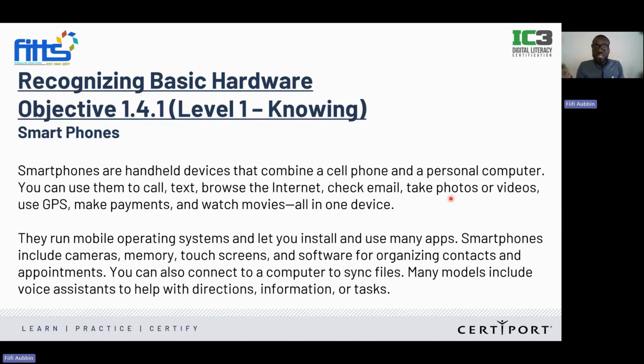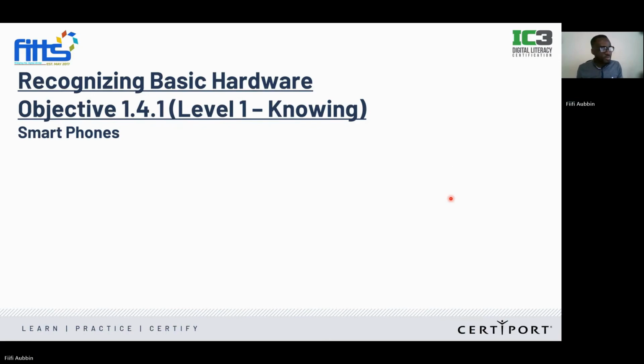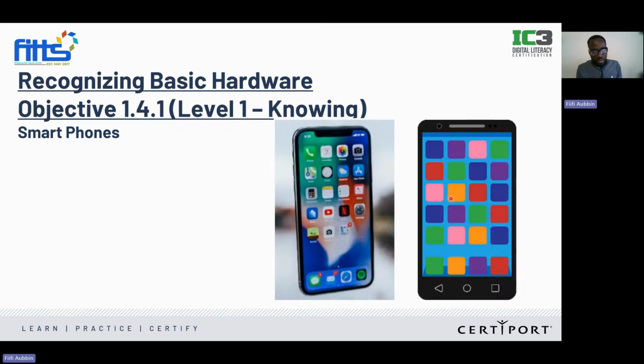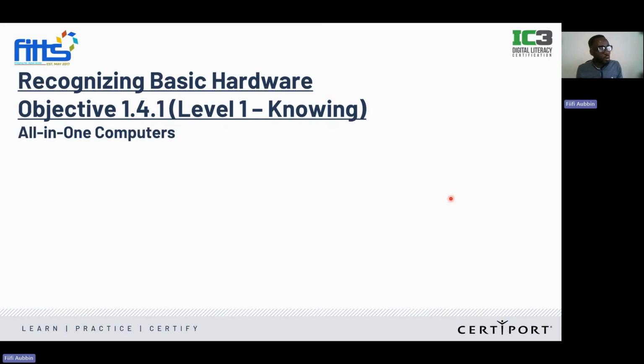So they run mobile operating systems and let you install and use many apps. Smartphones include cameras, memory, touchscreens, and software for organizing contacts and appointments. So you can also connect to a computer to synchronize files. Many models include voice assistants to help with directions, information, or tasks. So we've got the iPhone version and the Android version as well.